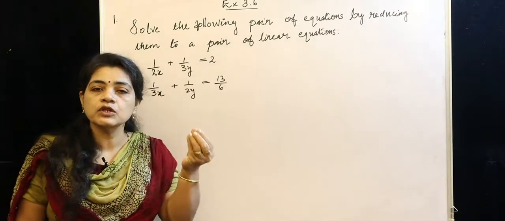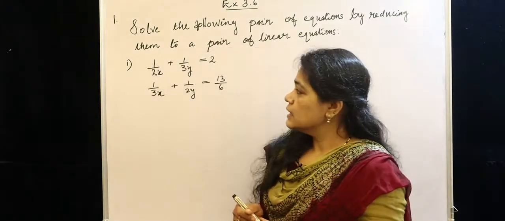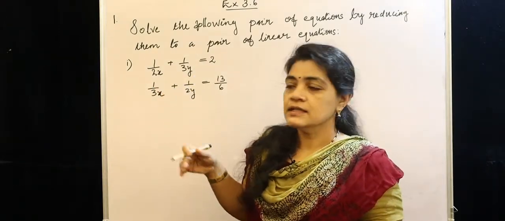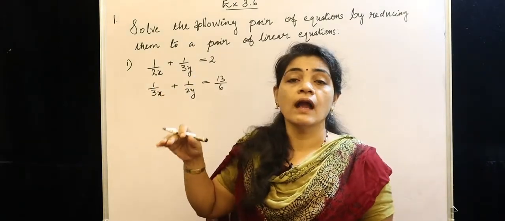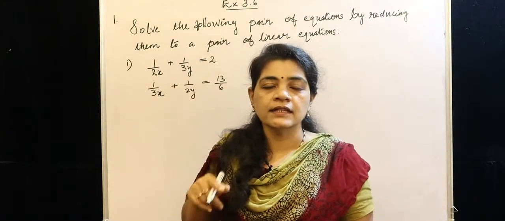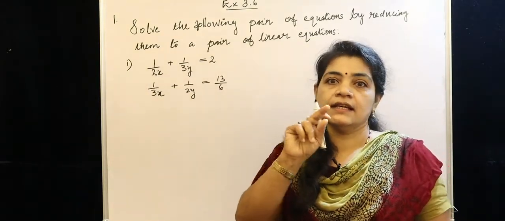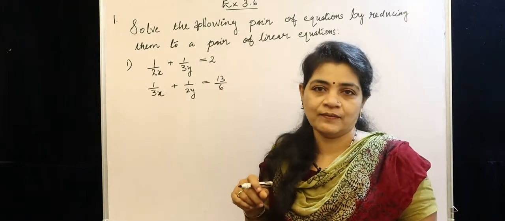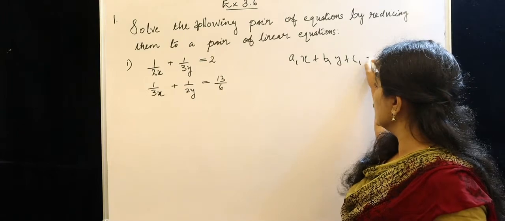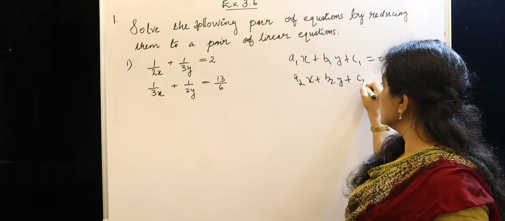But see the position of the variables in the given equations. In the first equation, x and y are in the denominator. In the second equation also, x and y are in the denominator. But what is in the general form? In the general form of a pair of linear equations in two variables, you can see x in the numerator, not in the denominator. This is the general equation: a1x plus b1y plus c1 equal to 0, a2x plus b2y plus c2 equal to 0.